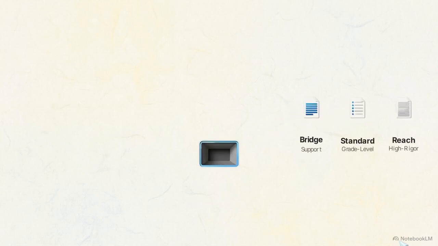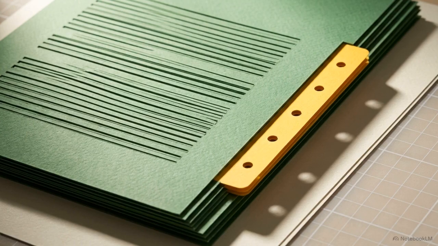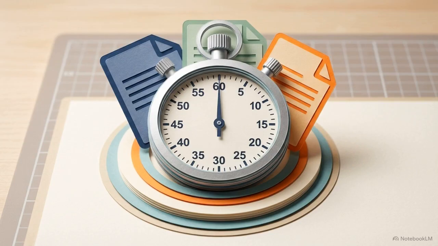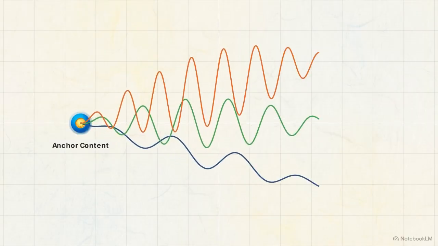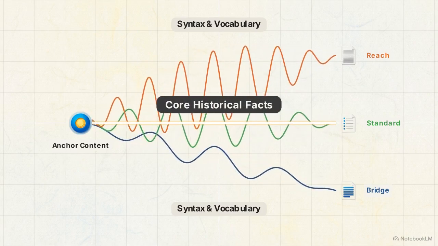Version A provides a bridge for students with reading gaps by rewriting the text at a 3rd grade level. Version B maintains the 7th grade standard, but adds a word bank for 5 difficult terms. Version C provides a reach for advanced learners, adding critical thinking questions that connect the text to previous historical eras. In under 60 seconds, one prompt yields 3 precise tiers of rigor. The syntax and vocabulary scale up and down, but the core historical facts remain identical across all 3 versions.